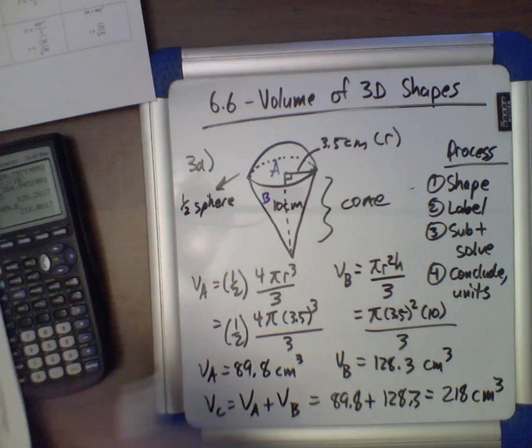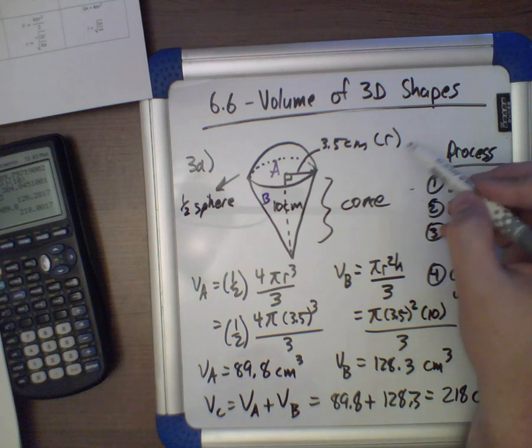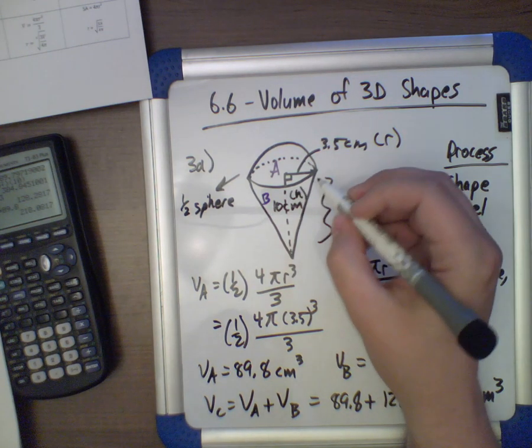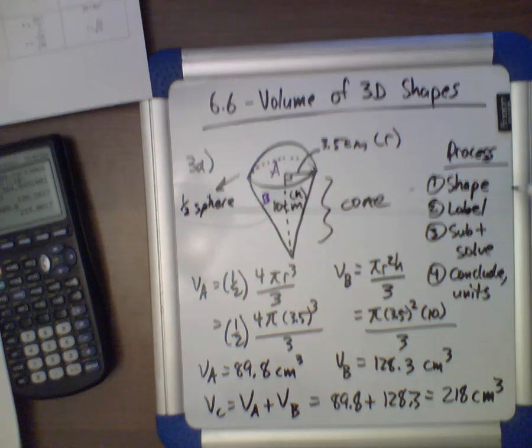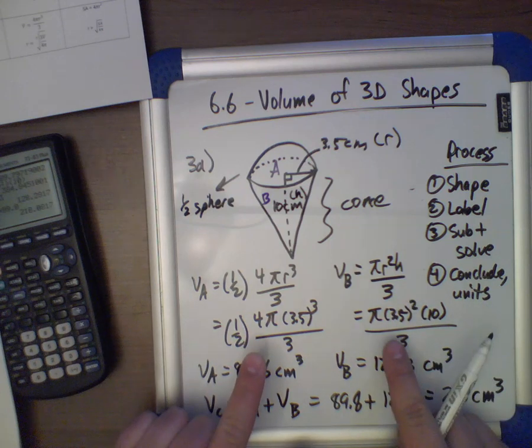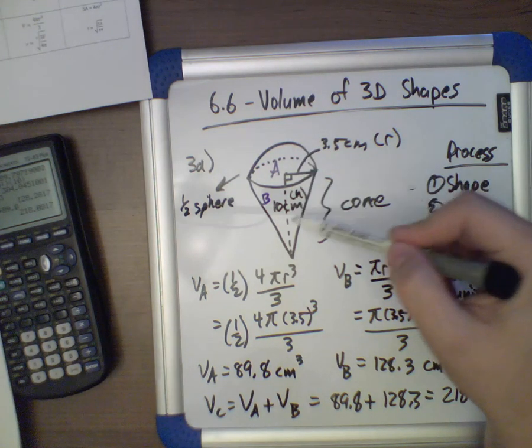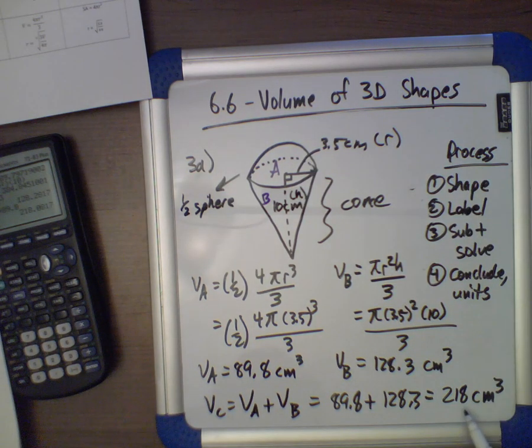Looks good. So we identified our shapes. It was composite, so we split it up and did 2 processes. We labeled as needed. This was my radius. This was my height. We also did our A and B labels for our separate shapes. Sub and solve, I figured out which equations I needed. I plugged in my numbers. I solved. Because it's composite, I added them back together. Remember, sometimes we will need to subtract them if we're doing a cutout. But in this case, we're adding half a sphere to a cone, and then concluding with my units.